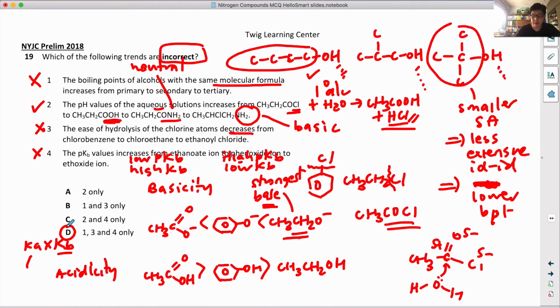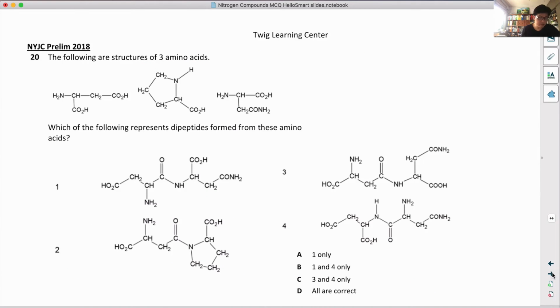Okay, let's look at the next part. Let's look at question 20. The following are 3 amino acids. Which of the following represents dipeptides formed from these amino acids?